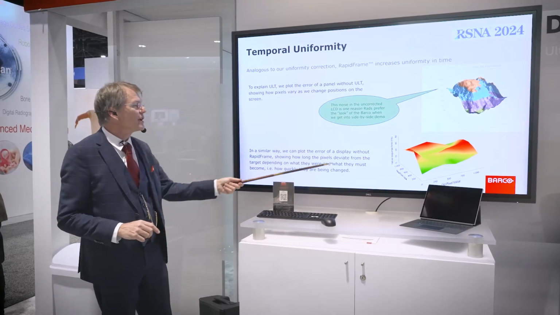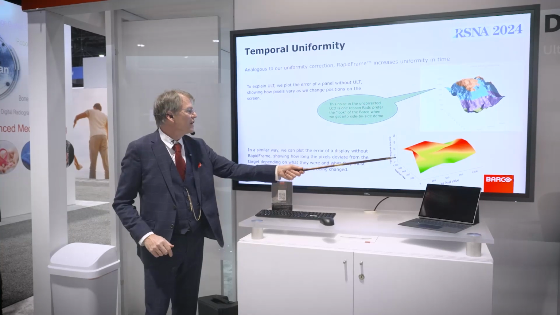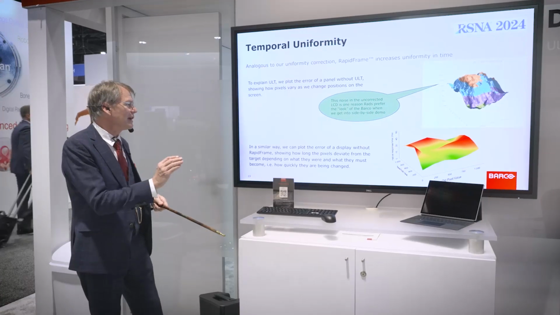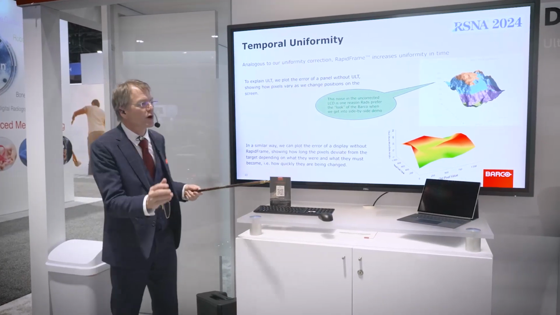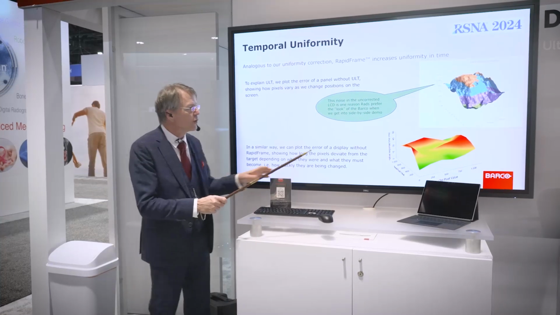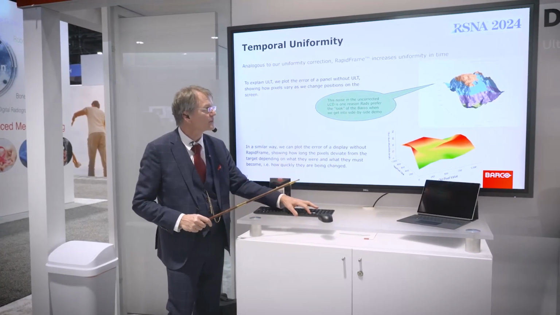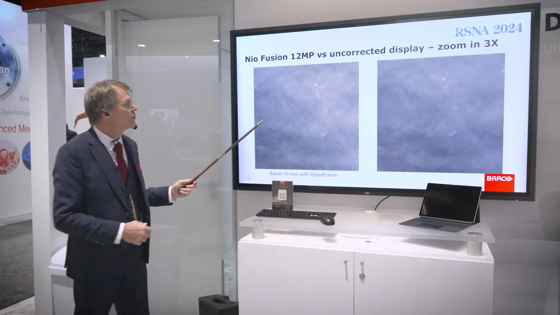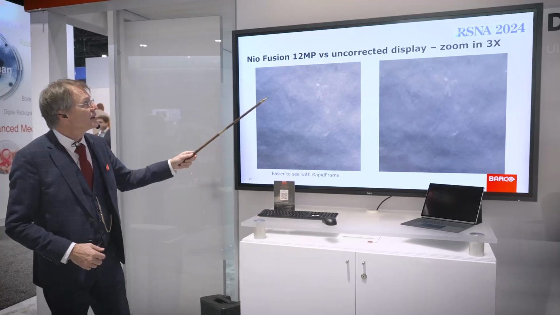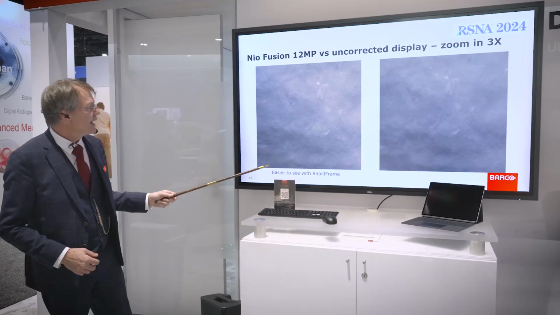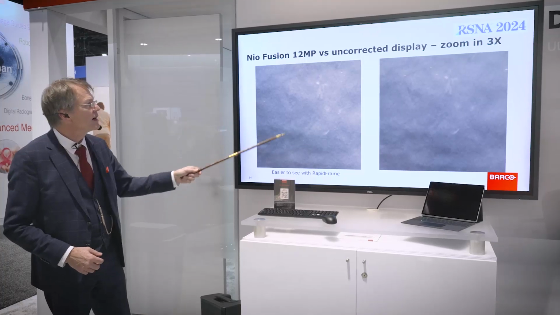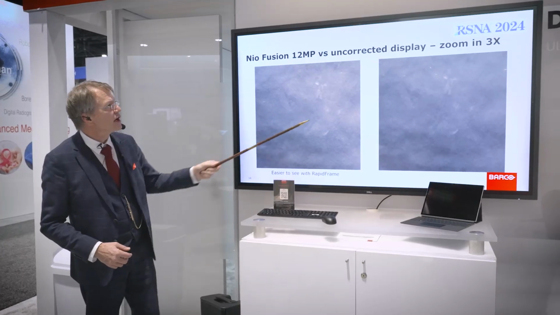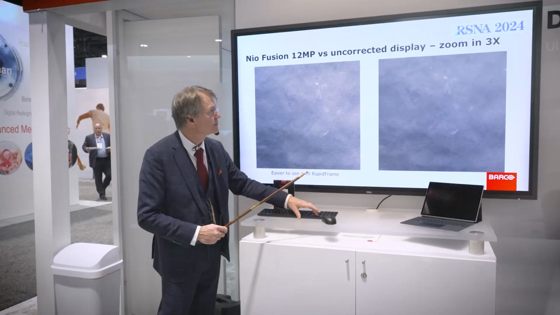But in a similar way, we can plot the error of the display without rapid frame and show how the pixels deviate from the target depending on what they were and what they must become, and how long they're going to take to change that way. Here's an example on one of our products, the Neo Fusion, versus an uncorrected display. You can see on the left, with rapid frame, that it's actually easier to see these details than it is on the image on the right.